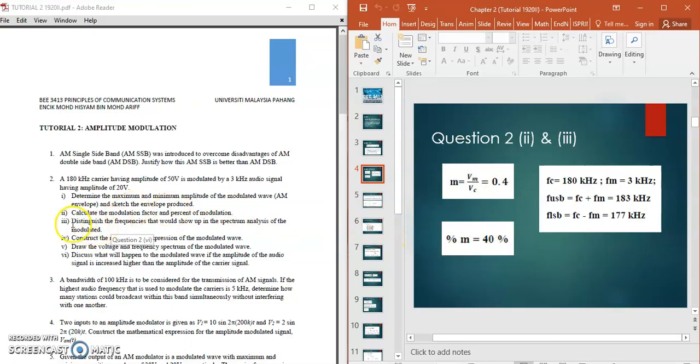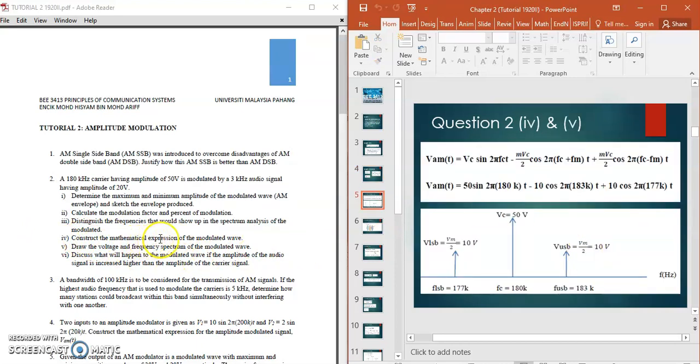Number 3, distinguish the frequencies that will show up in the spectral analysis of the modulated wave. So you got FC, we want to know every element. FC 100 kilohertz, FM 3 kilohertz, F upper sideband, F lower sideband. Now go to question number 4. Construct the mathematical expression of the modulated wave. So this is the answer.